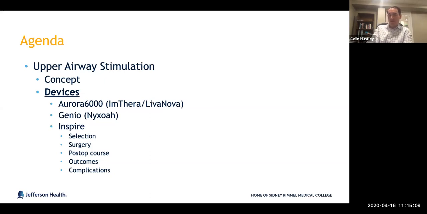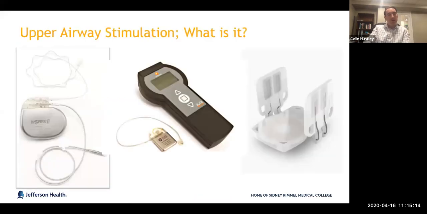So, like I mentioned, there's 3 devices that exist right now. The Aurora 6000 is currently undergoing trials, and this is that device here. This is undergoing FDA trials right now. And this was first developed by a company called ImThera, and that was just bought by LivaNova. So their trial was on hold for a period of time, and now it's ramping back up. This is the Genio device that's made by Nyxoah. This has 1 paper out, and that was undergoing trials in Australia and France, and now they're starting to explore a trial in the United States as well. And then this is the Inspire device.